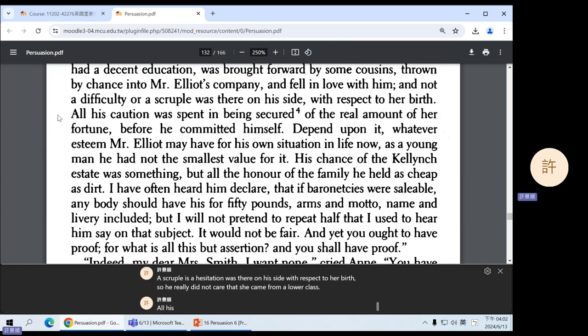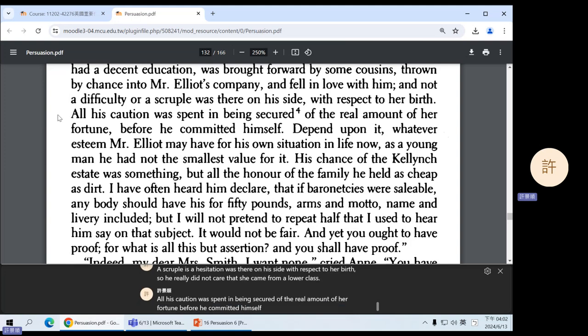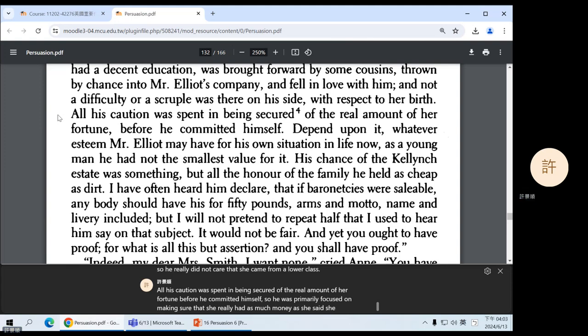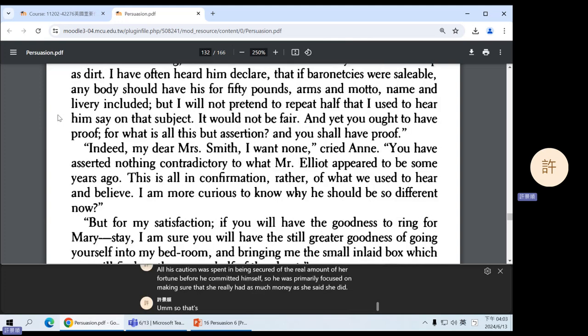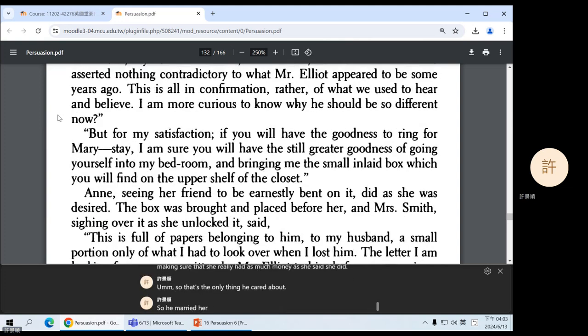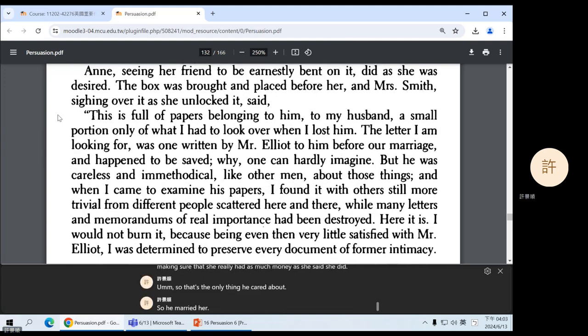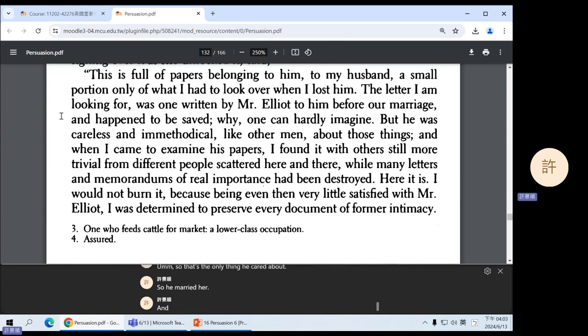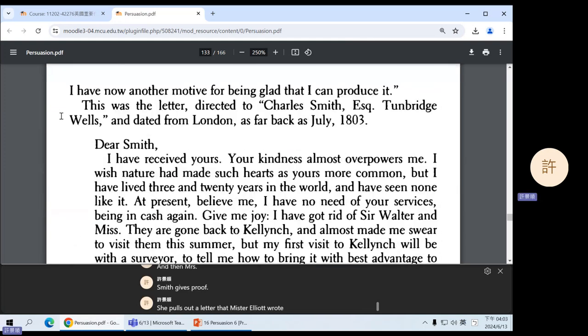All his caution was spent in being secured of the real amount of her fortune before he committed himself. So he was primarily focused on making sure that she really had as much money as she said she did. So that's the only thing he cared about. So he married her. And then Mrs. Smith gives proof. She pulls out a letter that Mr. Elliot wrote about his situation at that time.